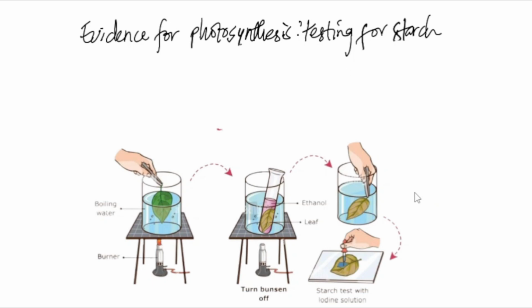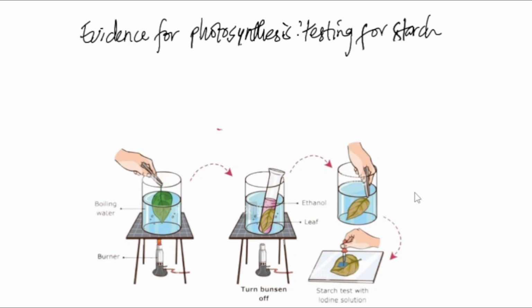Welcome to today's video. In today's video, we are looking at evidence for photosynthesis. With evidence for photosynthesis, one of the things that we normally look at is testing for starch. With testing for starch, basically we are looking at one of the products that plants make out of this particular process called photosynthesis.